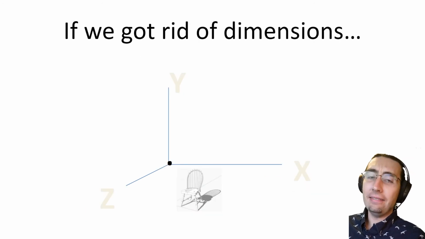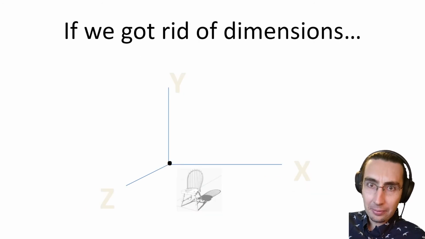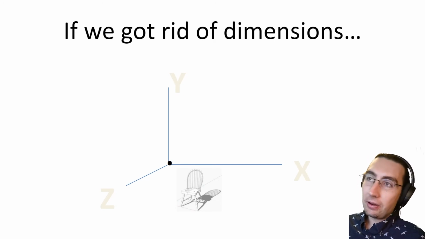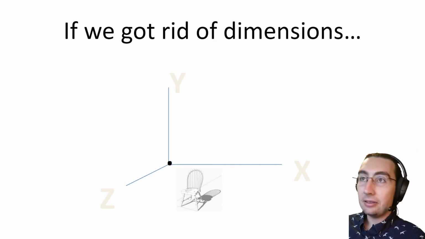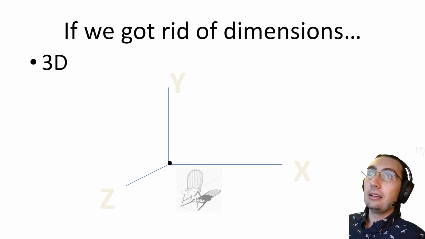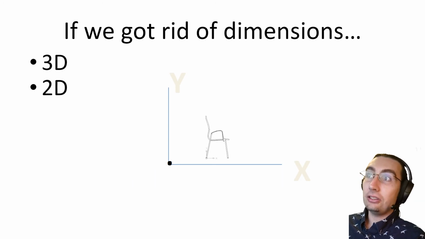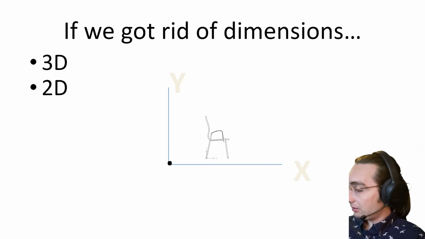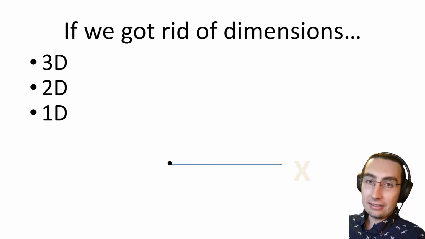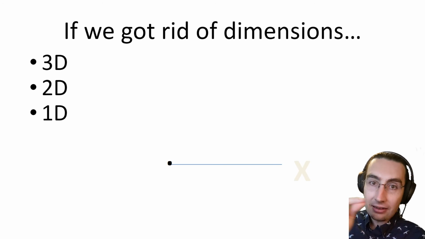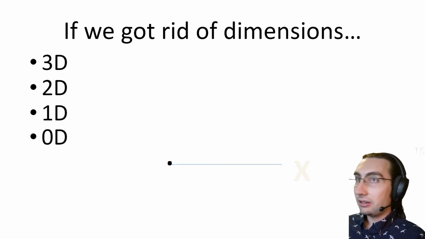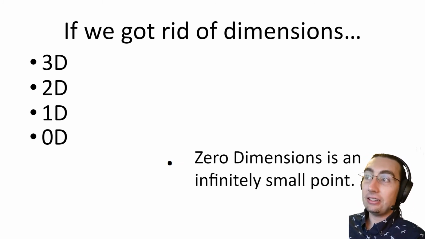If we got rid of dimensions one at a time, our world would look different than it does. Here we have a 3D chair in a 3D room. If we got rid of one dimension, say our Z dimension or Z axis, we go from 3D to 2D, just a flat plane, to 1D, a single line, to 0D, an infinitely small point.